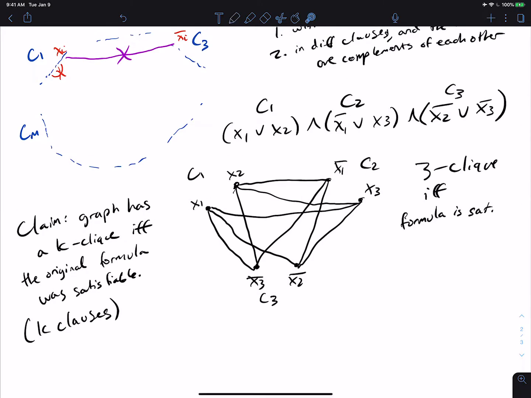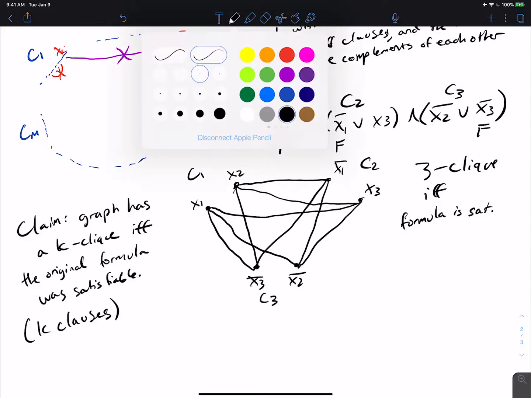Well, one of these two must be false. So let's just say that x3 is false. Then over here, x1 would have to be false, and then x2 would have to be true. So what do we do here? Let's just make sure I have this right. So let's actually look at this.